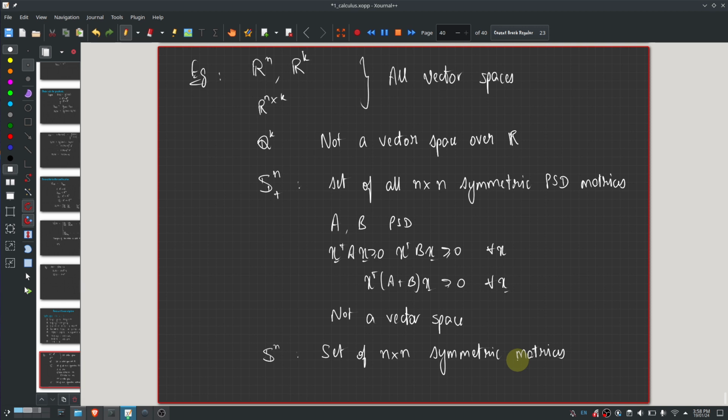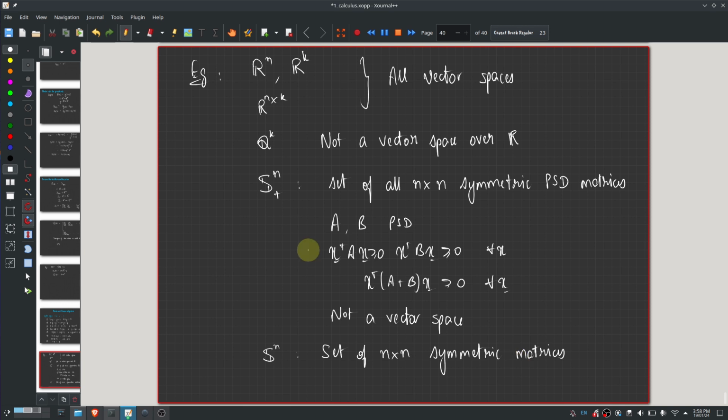Is it a vector space? Firstly, it's a subset of all matrices. This in fact turns out to be a vector space. Right? And what is the dimension of this vector space? A general n by n. It's a set of matrices, right? So how many basis vectors do you need to generate the set of all n by n symmetric matrices? N basis vectors? Are you sure that's enough?